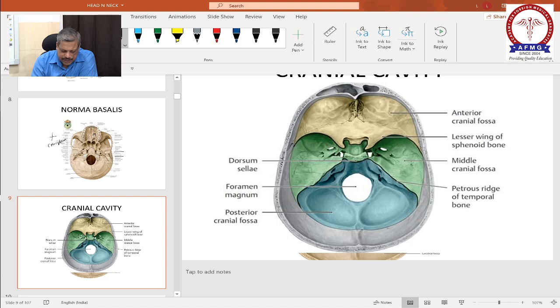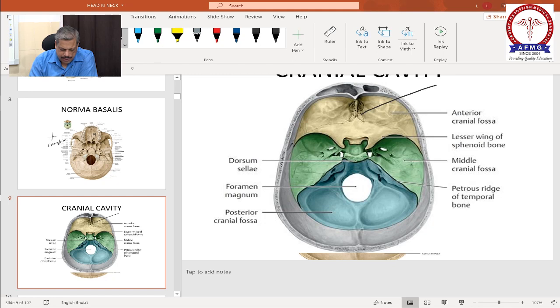This is the anterior cranial fossa, and here we see multiple openings. This perforated part of the bone is known as the cribriform plate of the ethmoid bone. It forms the roof of the nose.